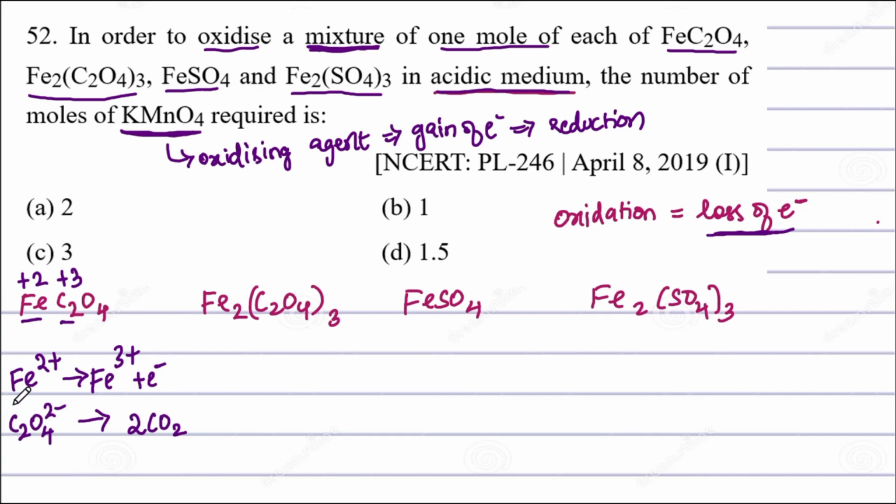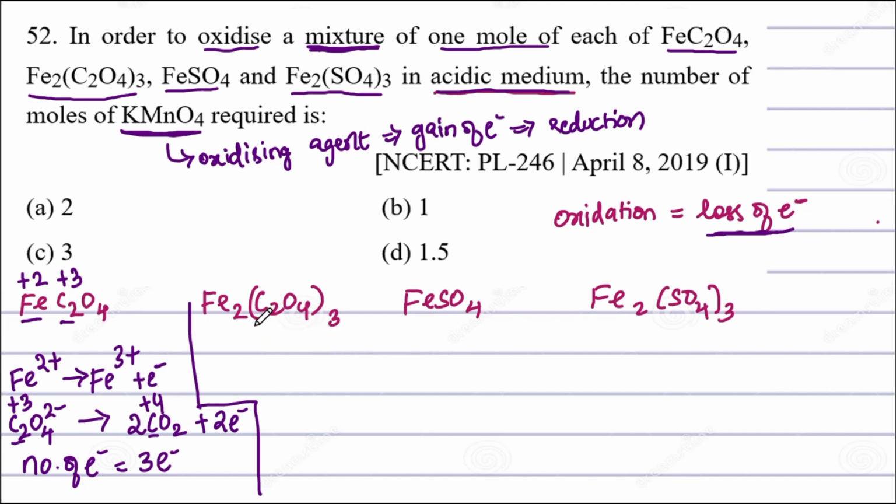You have to balance the number of carbon atoms, so C2O4 2- will give 2 CO2. Then what is the difference in charge? The carbon oxidation state in C2O4 2- is +3, and it is converted to +4. So the difference is 1 electron, but 2 atoms are involved, so the difference is 2 electrons. So 2 electrons are lost. So totally, the number of electrons is 1 electron plus 2 electrons, 1 plus 2 equals 3. 3 electrons are lost.